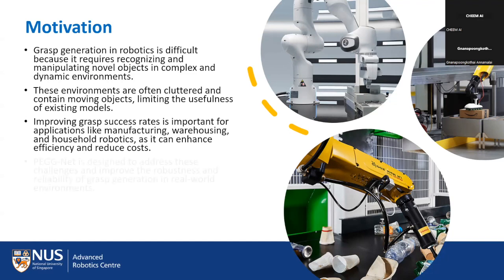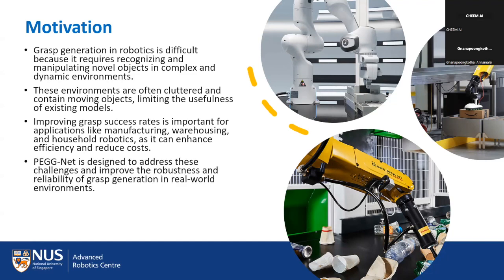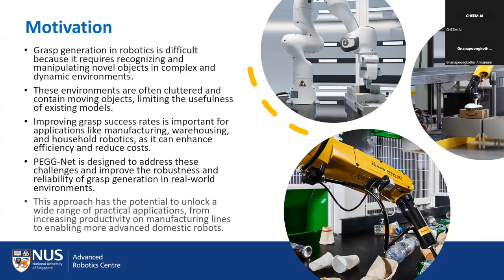So to tackle these problems, we propose a novel architecture, Pegg-net, which is designed to specifically address the challenges posed by grasping in complex scenes and also dynamic scenarios. By improving the robustness and reliability of grasp generation in real-world environments, we can unlock a wide range of practical applications, from improving productivity on manufacturing lines to enabling more advanced domestic robots.